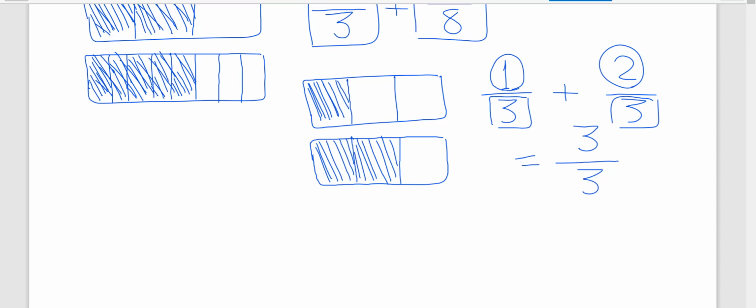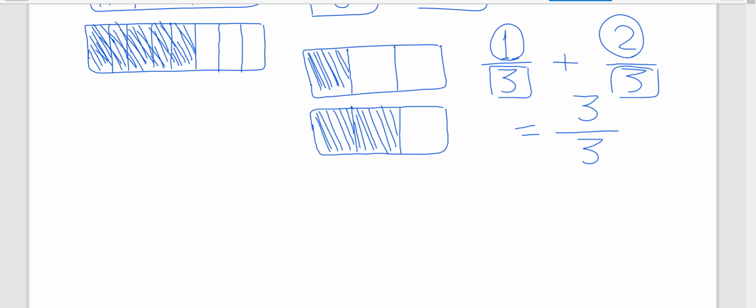We note that the size of these bars, the denominator, doesn't change, but the number of bars, the numerator, is changed. Okay? So to add fractions with the same denominator, add the numerators and then write the sum over the same denominator.